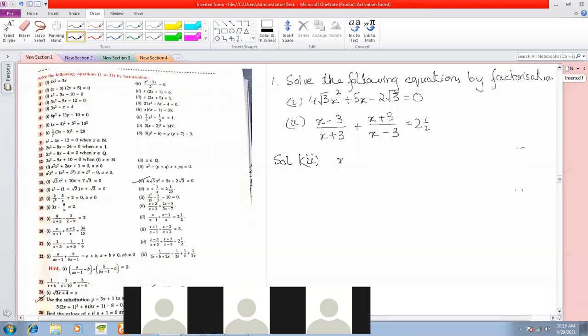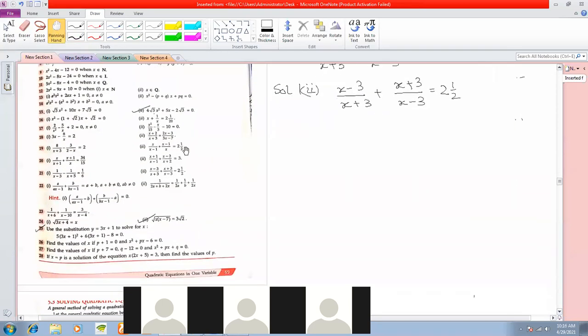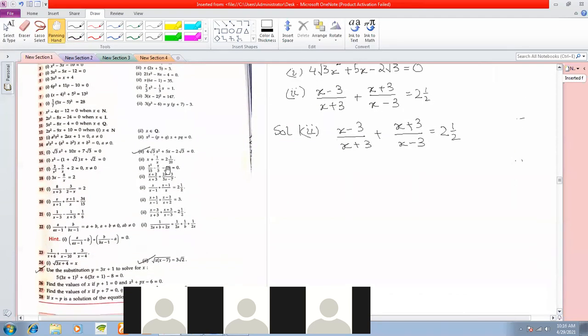Okay. So we start with (x-3)/(x+3) + (x+3)/(x-3) = 2 1/2. See, you can work out this problem directly, but there is something very interesting that you should note in this problem. What you see here is that you have (x-3)/(x+3) here, and you just have the reciprocal here. So if I take this as y, this should be 1/y.